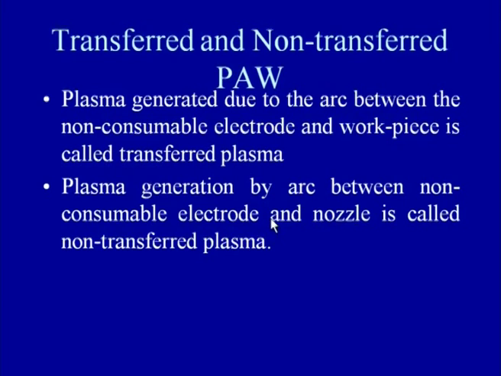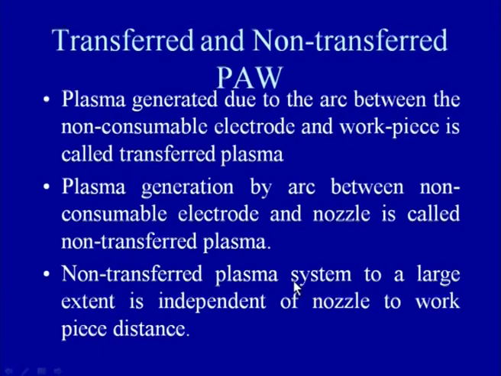the plasma generation by the arc between the non-consumable electrode and the nozzle, we say is a non-transferred plasma. So, in this case the plasma is generated by its flow through the arc which is established between the non-consumable tungsten electrode and the nozzle. In this case the arc is not between the electrode and the base material, but it is established between the electrode and the nozzle, and the workpiece is not a part of the electrical circuit for developing the plasma. And this feature in turn helps us in having a variable torch distance.